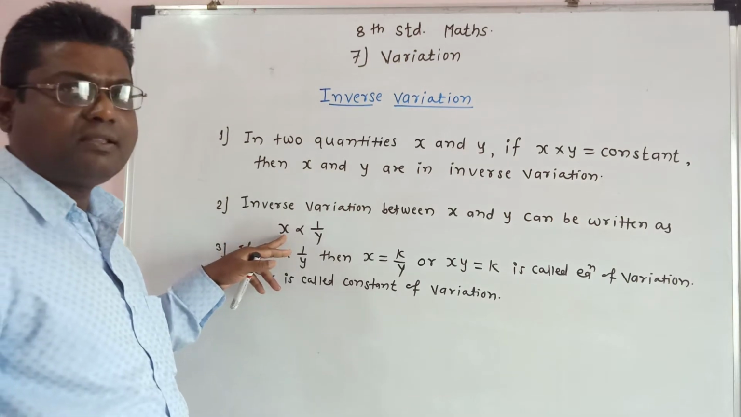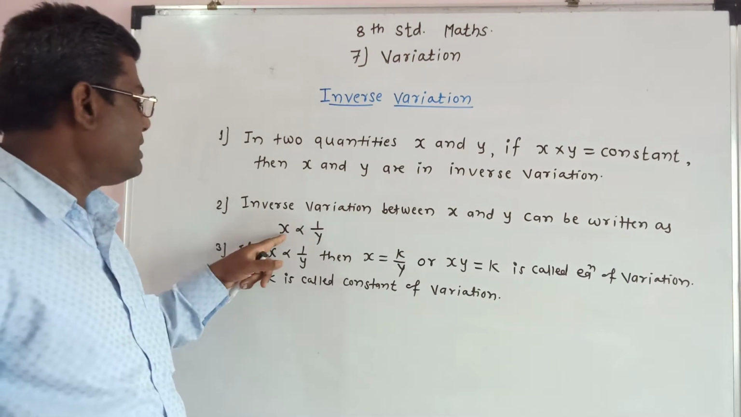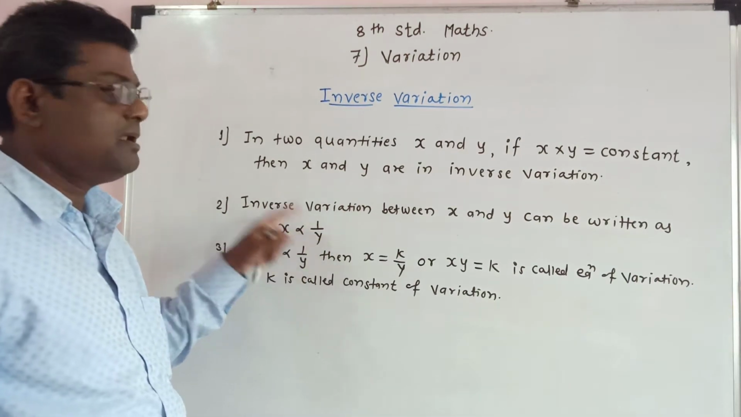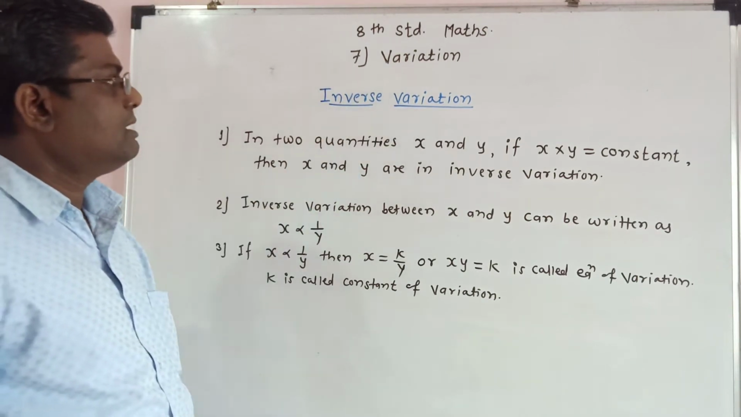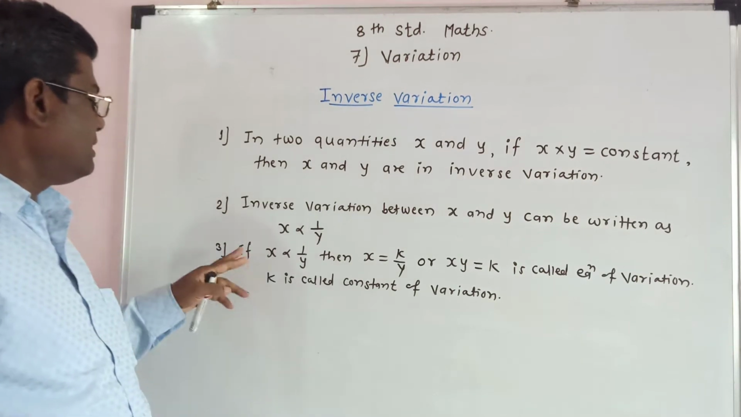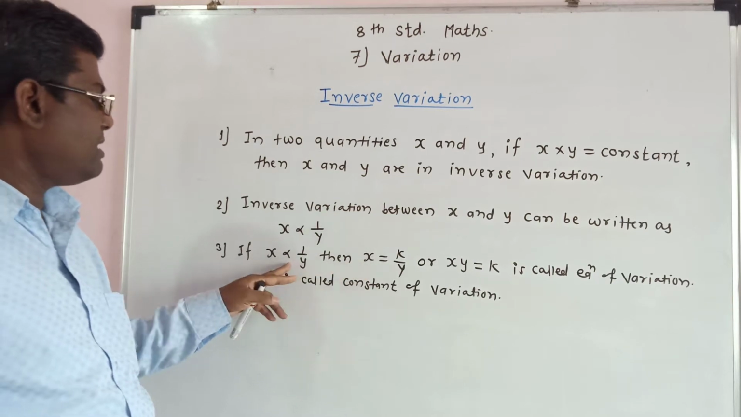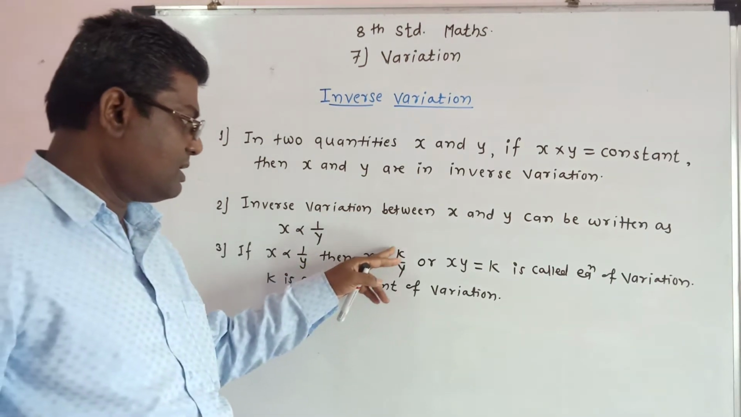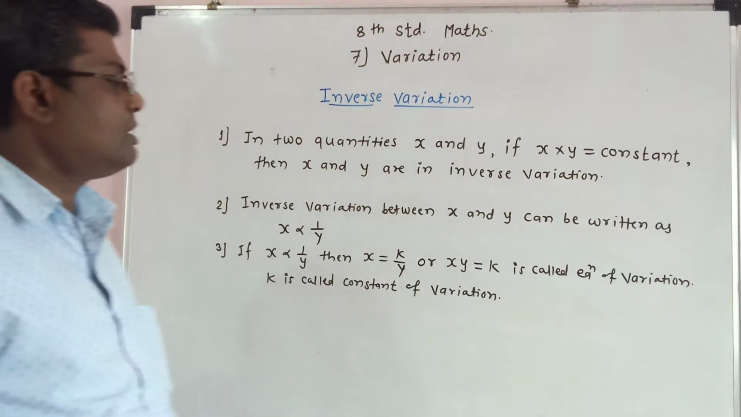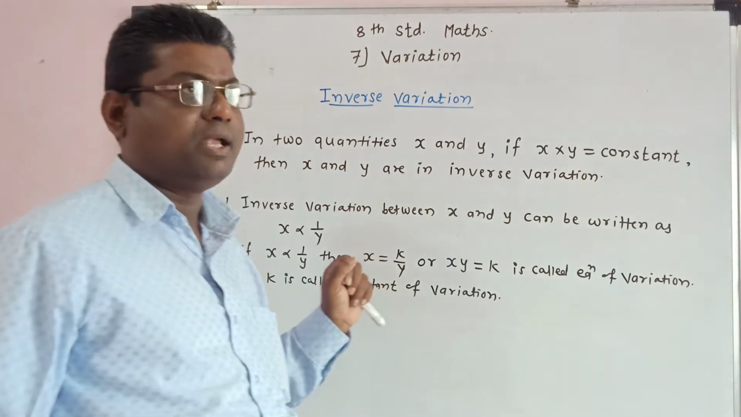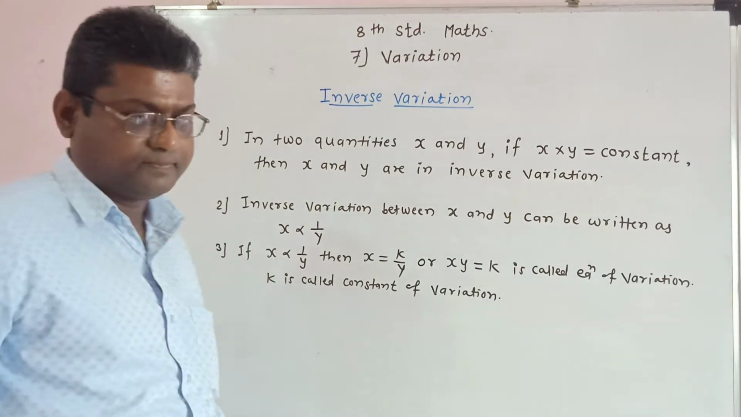If there is an increase in x, then there is a decrease in y. Or if there is a decrease in x, then there is an increase in y. Such a variation is called an inverse variation. If x is inversely proportional to y, then we can write x is equal to k upon y, or xy is equal to k. This is called an equation of variation, and k is called a constant of variation.